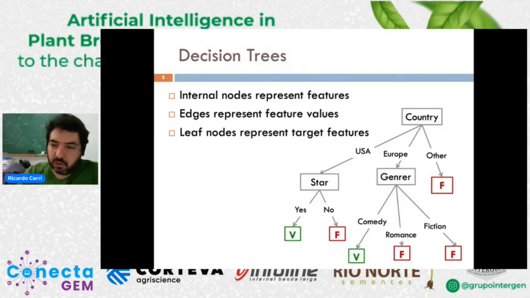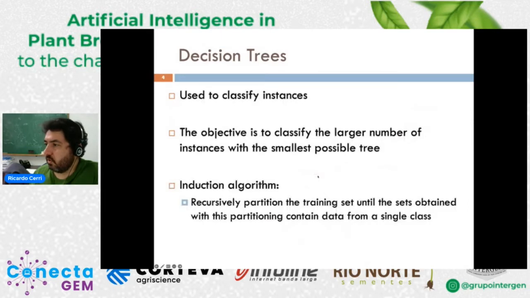For example, predict the productivity of the rice. A decision tree is used to classify instances. So the objective is to classify the larger number of instances with the smallest possible tree. If we have the smallest possible tree, it is supposed that this tree will contain the most important features of my data set. In our case, the most important SNPs.